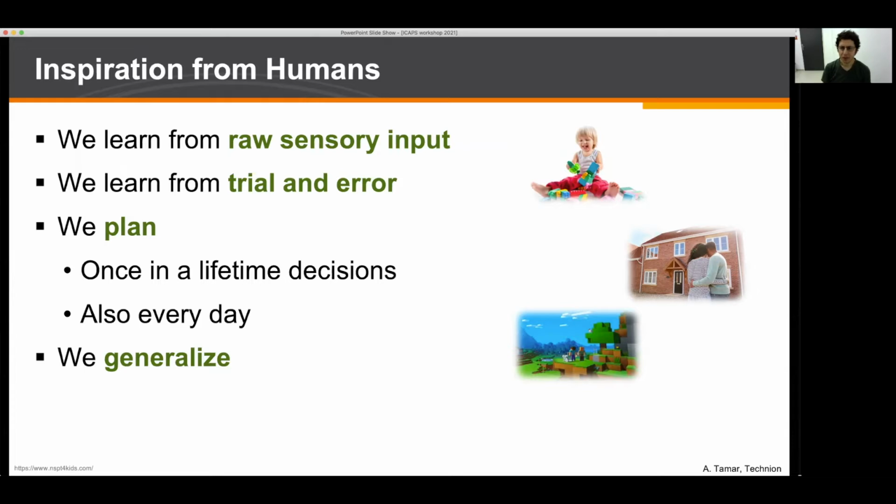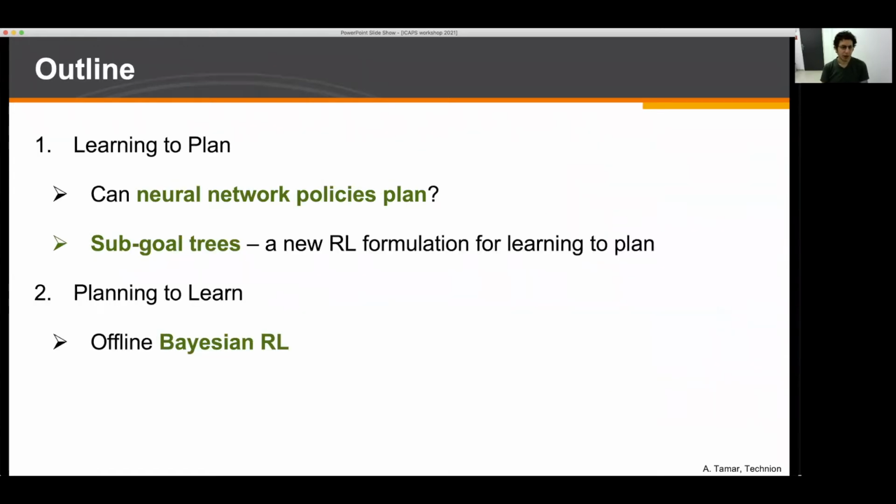So the question that I'm asking is whether the combination of planning and trial and error learning could help us design algorithms that are better at generalization. In this talk today, I'm going to talk about learning to plan, where we're going to ask whether neural networks can actually learn planning policies. And we'll talk about a new RL formulation that we call sub-goal trees for this task.